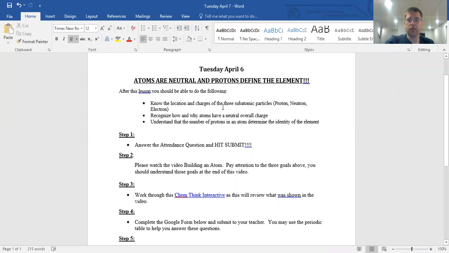to talk about the location and charges of the three subatomic particles, protons, neutrons, and electrons. So let's just take a look at this. So right here, I'm going to hit stop share. So that's our first goal. And I'm going to share something else here, which shows a model of an atom. And this is called Build an Atom.